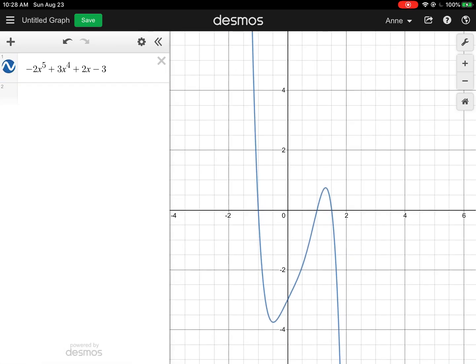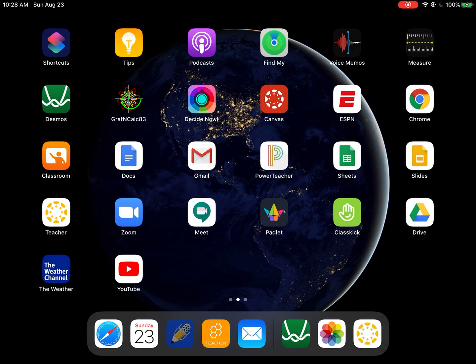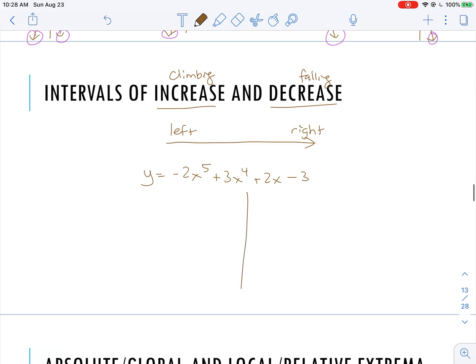All right, so if we're going to talk about increasing and decreasing, notice that if I'm starting on the left-hand side of the graph, it is decreasing until that point right there. That point is going to be called the local minimum because it's a low point on the graph in that little region. We talk about increasing and decreasing as the graph goes along the x-axis. So my graph is decreasing all the way to this point.